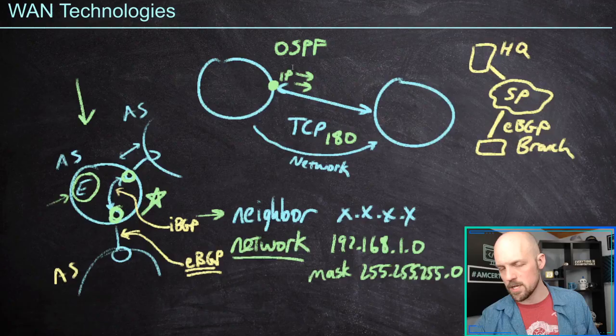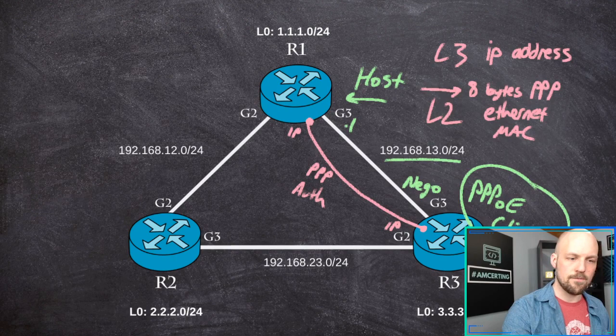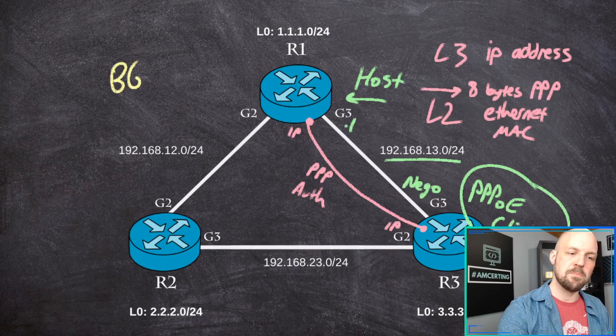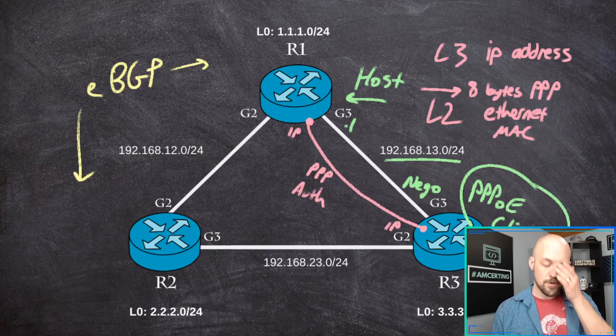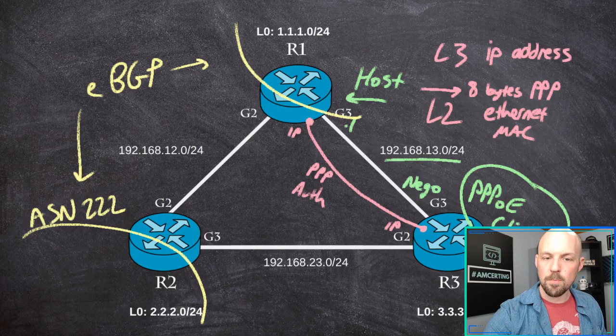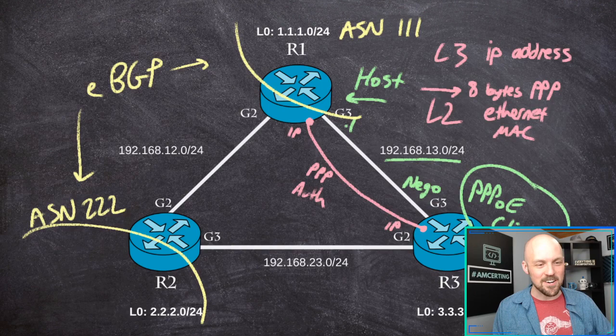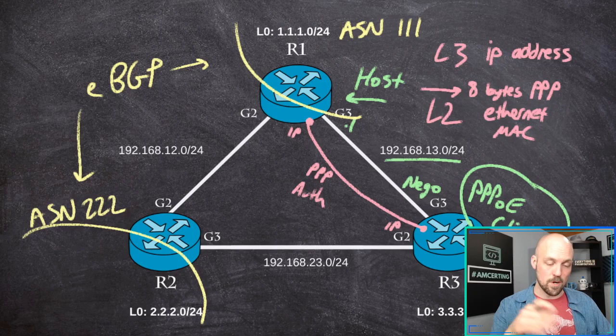Let's do a quick topology check, actually. I want to make sure that we understand what we're doing here. So our topology, now we're working on the left side here. We're going to configure BGP, and again, eBGP, between router one and router two. So it's almost like we're assuming here that router two is part of an autonomous system. We'll call this autonomous system number, let's just call it 222. And up here, we're part of autonomous system number 111. All right, so we have eBGP, external border gateway protocol. We're going to configure that between routers one and two.